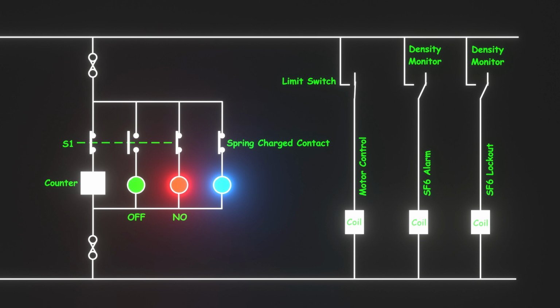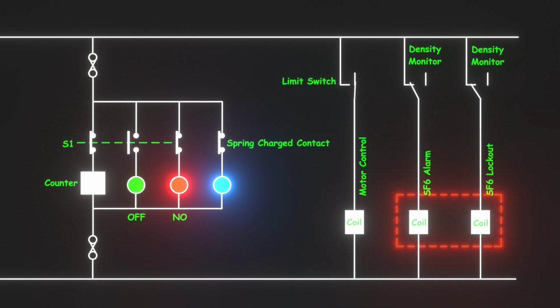Finally, let's look at the SF6 gas density monitoring system. There are two types of density monitors used here. One triggers an alarm, and the other triggers a lockout. The position of the density monitor switch is such that there is no sulfur hexafluoride gas inside the breaker. Now, when we fill the breaker with sufficient SF6 gas pressure, then both of these density monitors close.